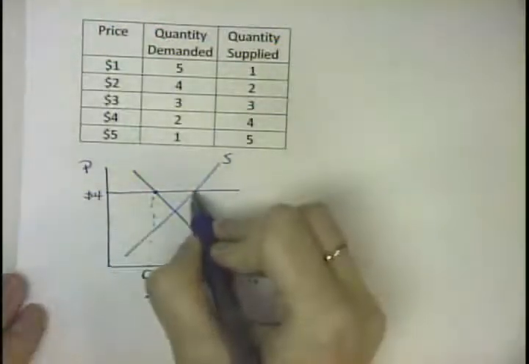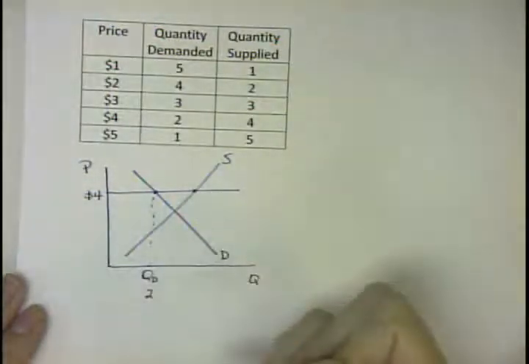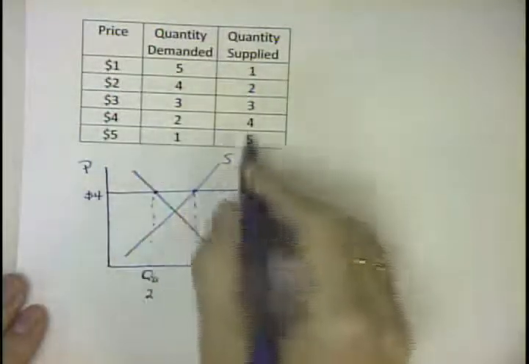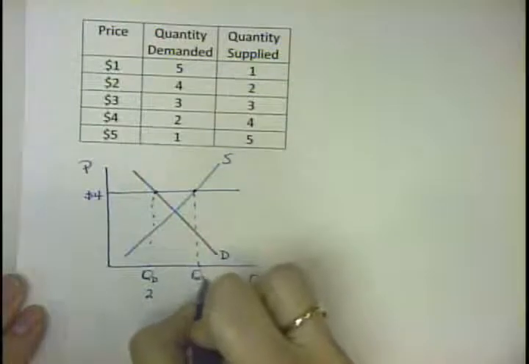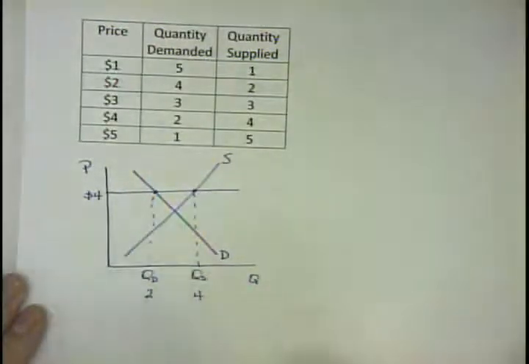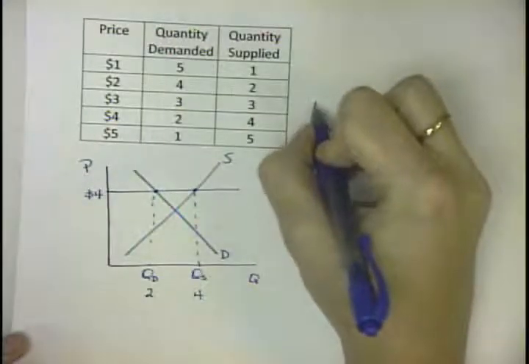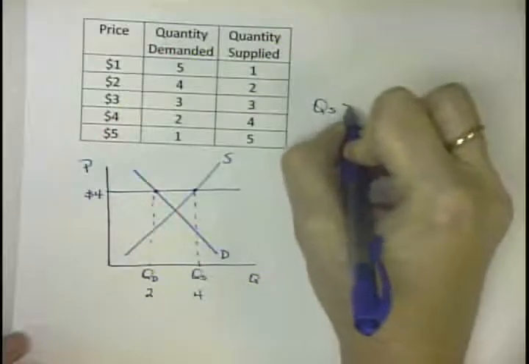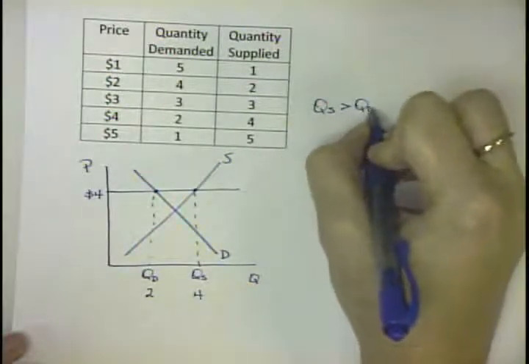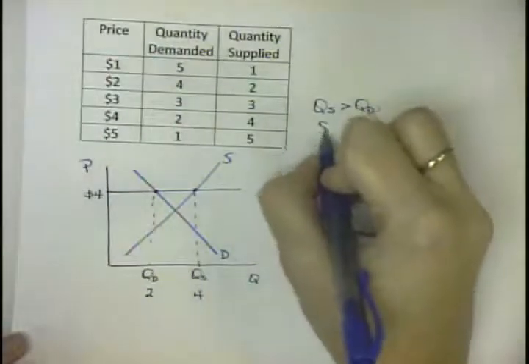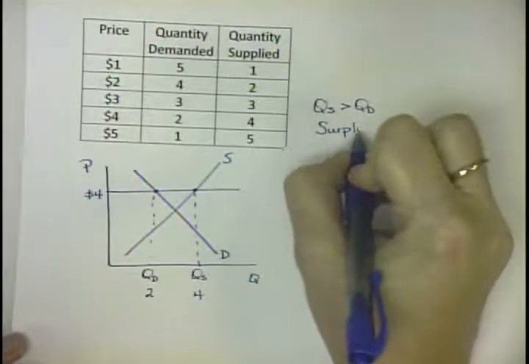And then we want to bring this over to our supply curve and find our quantity supplied. So at $4, let's bring this down. At $4, we saw our quantity supplied is 4. Okay, so in this circumstance, price is above equilibrium. So if price is above equilibrium, our quantity supplied is greater than quantity demanded. Okay, since the sellers want to sell more than we want to buy, this is called a surplus.